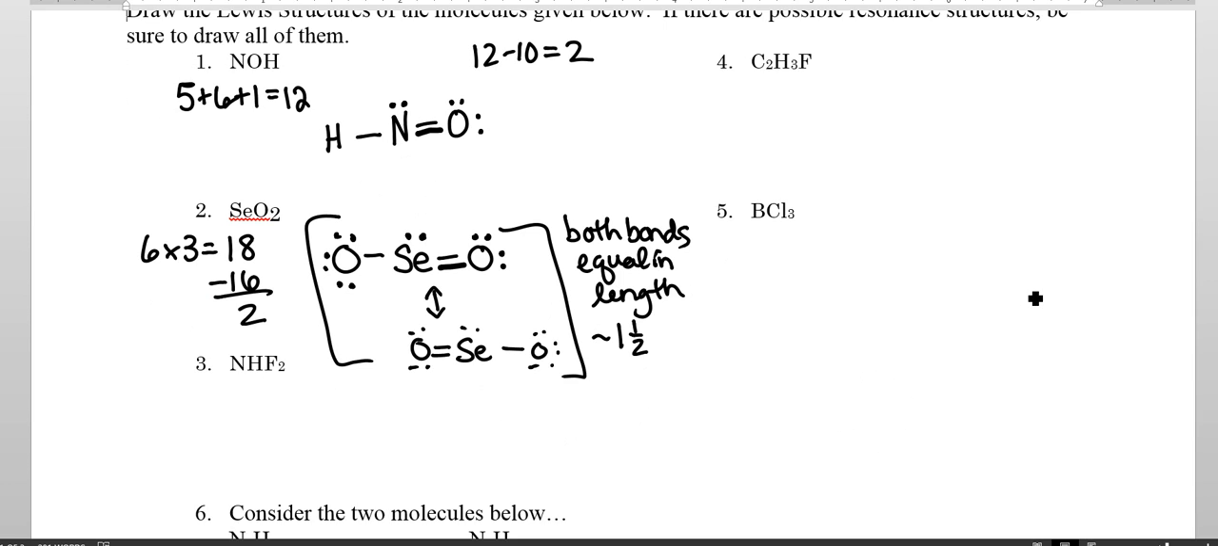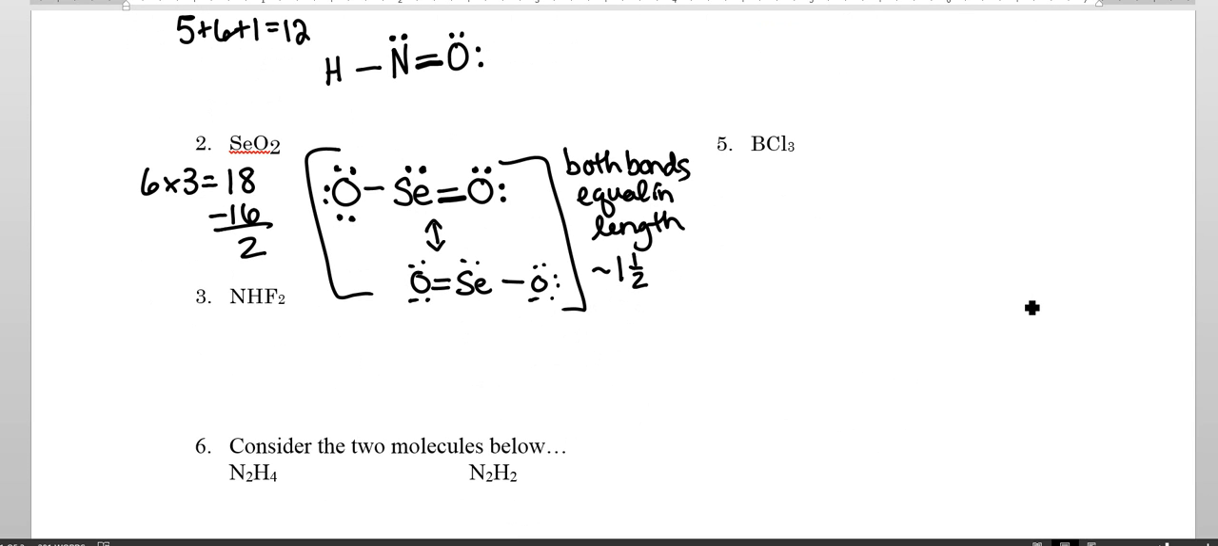All right, let's go down here and look at NHF2. So step 1 is add up the electrons. So that's 5 plus 1 plus 14. So that adds up to 20. I'm going to put my least electronegative element in the middle. That's nitrogen. And then I'm going to put fluorine out here, give my outer ones an octet, put my leftovers on the middle, and I'm good.